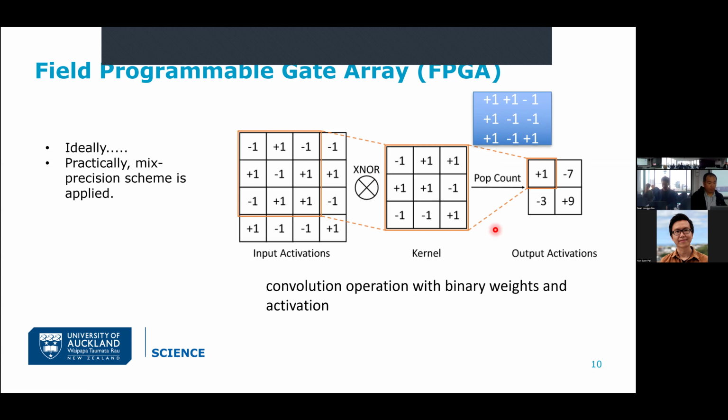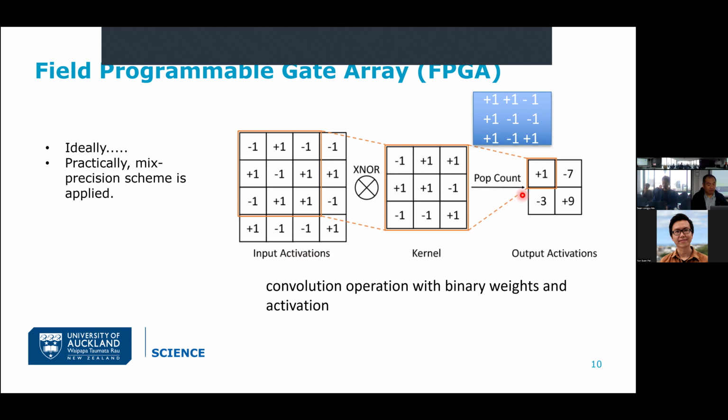Then we have the popcount. After applying this XNOR, the next step is to just count the number of positive ones we have in the resulting matrix, and this count gives a measure of how many elements match between the kernel and the portion of the input it covers.